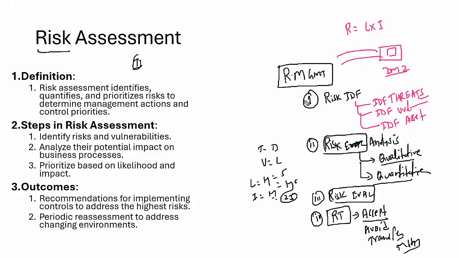So risk identification, risk analysis and risk evaluation are called risk assessment, and risk treatment is the next thing. Risk assessment is all about identifying, quantifying and prioritizing the risk to determine the management action and control activity. The steps in the risk assessment are: identify risk and vulnerability, that is risk identification; analyze the potential impact, qualitative and quantitative; and prioritize based on likelihood and impact. And the outcome is we recommend the implementation of controls and everything.